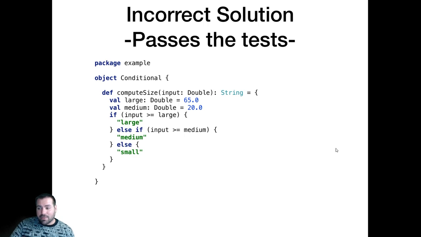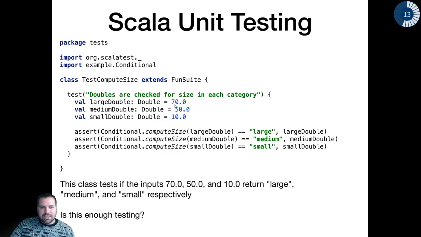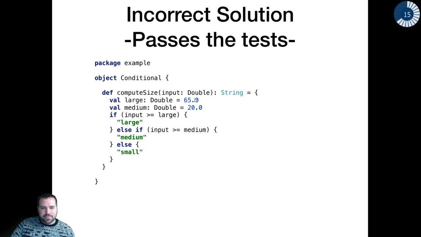So this is a problem. This certainly isn't enough testing, the test suite that we wrote, because it passes this solution. So this test, 70, 50, 10, checking those three inputs, is going to pass. That's a problem. We've got to get closer to those boundaries and make sure that we are actually enforcing the boundaries of 60 and 30, not just taking one input from each category.